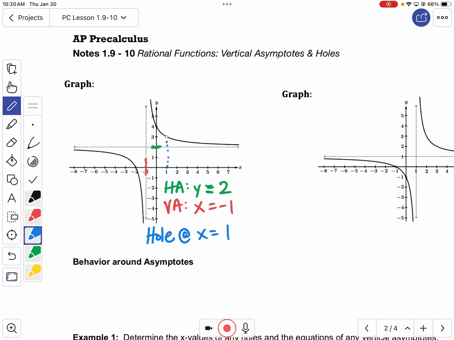Now, on your calculator, it's very difficult to see a hole because of the pixels in the screen, all right? So it's hard to see those. So a lot of times we have to look at a table to know that it's undefined there, okay?